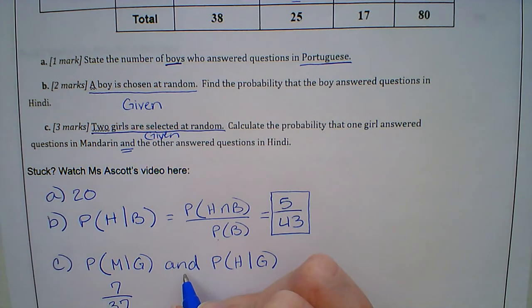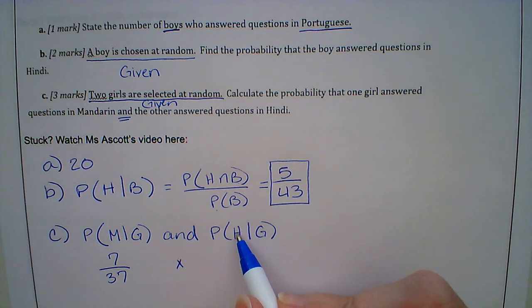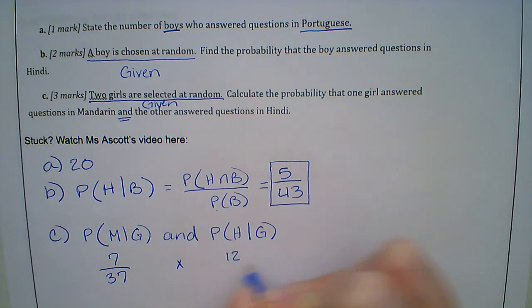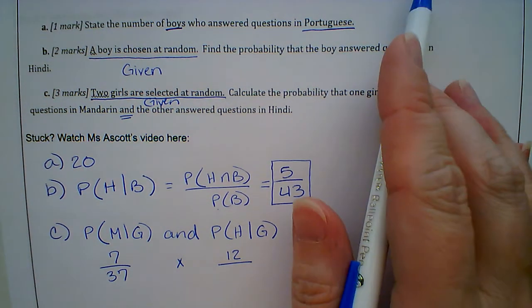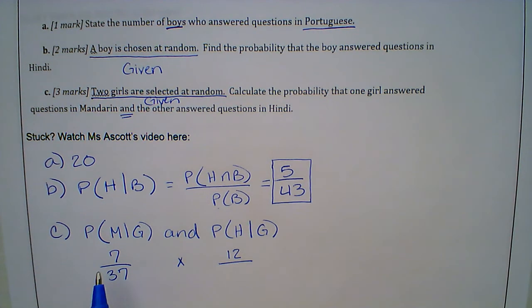And what does and mean to do again? Multiply. So now I need Hindi given girl. Well, how many girls answered in Hindi? 12. Now, how many girls total are there? You think 37, right? But remember, we already counted for this first girl. We already selected this first girl who speaks Mandarin.